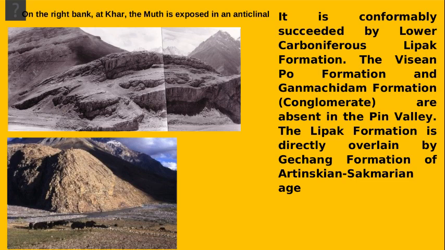And the bottom part you see is how a steep hill is formed by the Muth formation, and this was very productive as far as some fossils were concerned. And it forms a very gentle anticlinal spur. If you are at Sumdo, you can see on the opposite bank that its structure is very clear.